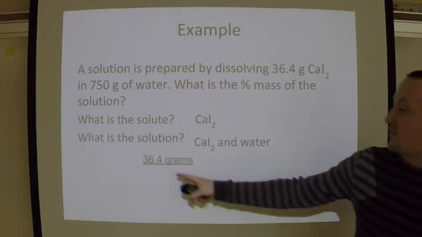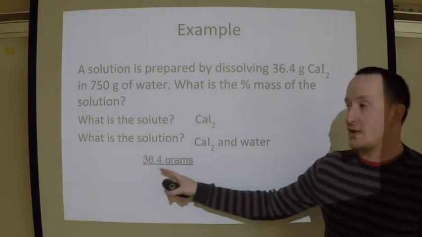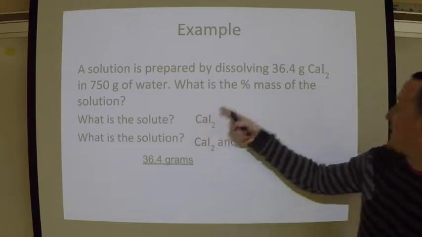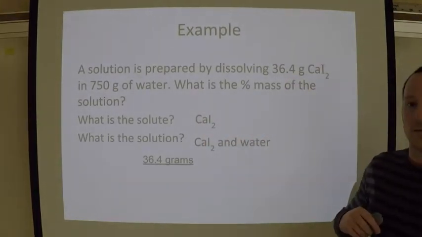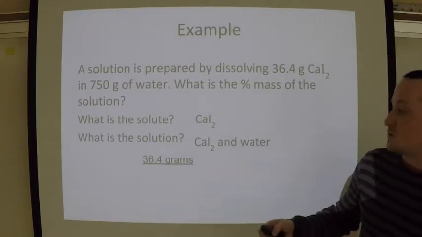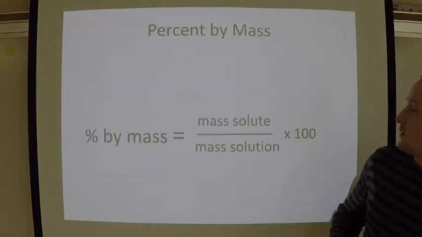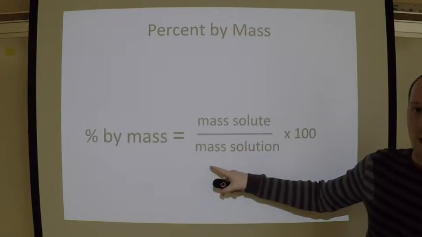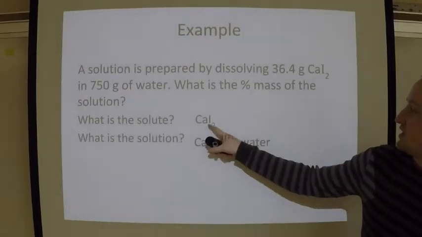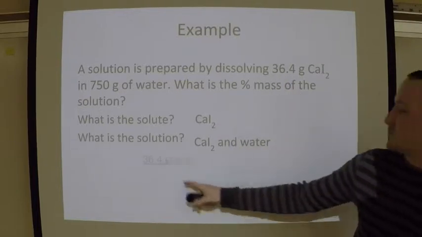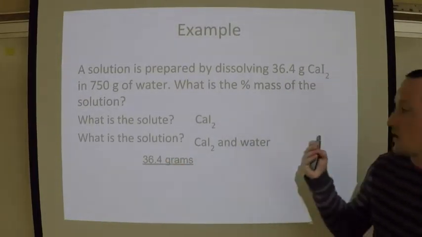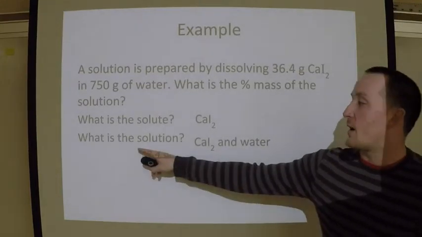So I'm going to take the mass of my solute. Again, my solute was calcium iodide. How much mass of that did I have? That was 36.4 grams. And I'm going to divide by the mass of my solution. Again, mass of solute divided by mass of solution times 100. So my solute was CaI2, so I'm going to take the 36.4. That goes on the top of my fraction.